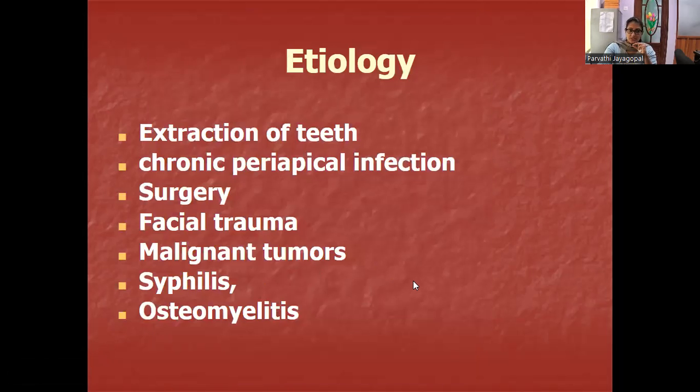Coming to the etiology, it can be due to extraction of teeth. While extracting a tooth, if you force a root bit into the sinus, that can cause a communication. If there is a periapical infection of the tooth and the sinus wall or floor has been destroyed, in that case also you can have an oroantral communication. Certain surgeries like cyst removal can cause an oroantral communication. Also facial trauma, malignant tumors of the area, syphilis, and osteomyelitis.